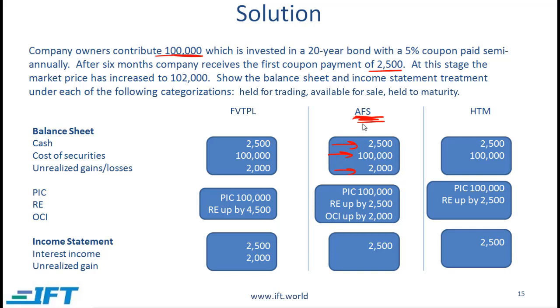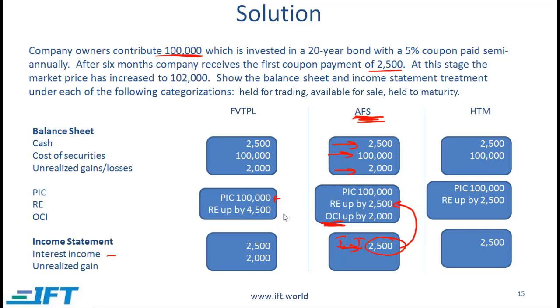We also said that with AFS, the unrealized gain is not shown on the income statement. So notice on the income statement, we only show the interest income. So this is only the interest income on the income statement. The unrealized gain of 2,000 is shown as OCI, and OCI is part of equity. So OCI goes up by 2,000. The retained earnings of 2,500 are coming from here, and the paid in capital is 100,000 as before.